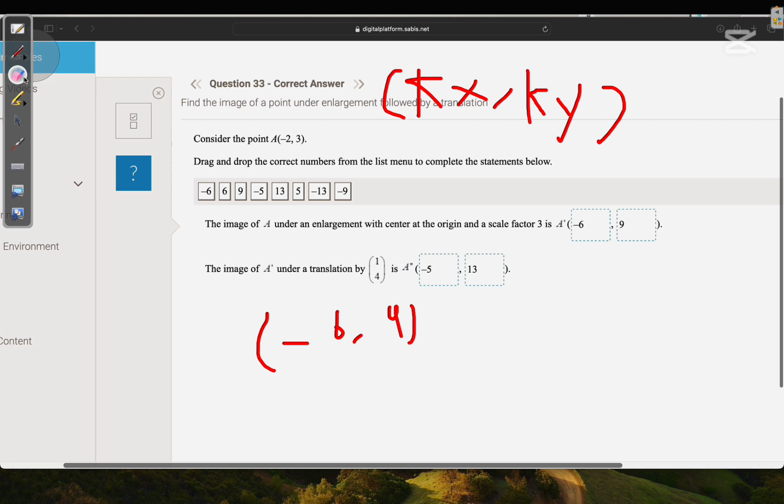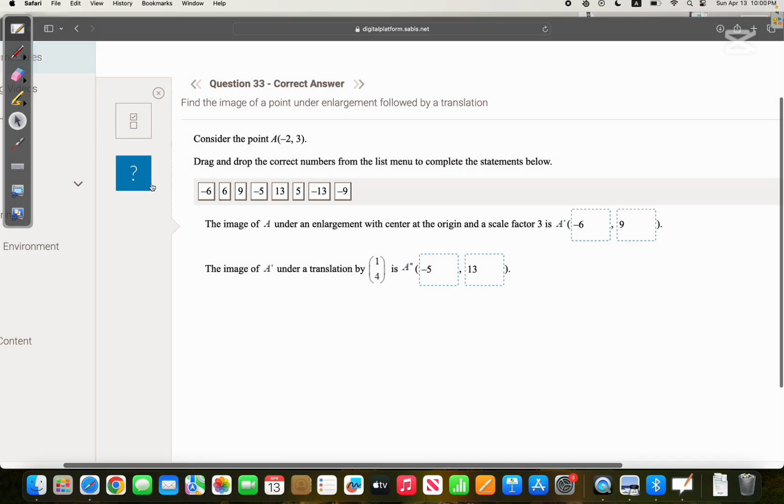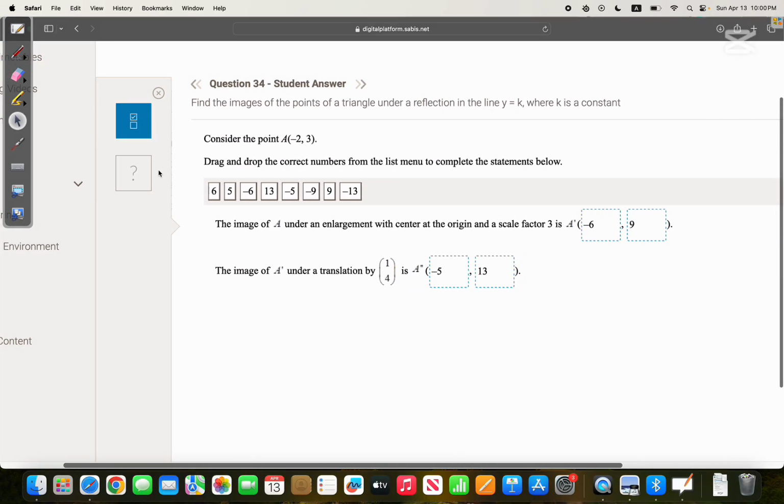So a few questions ago we did basically the same thing for part B. So the image of A under translation by 1, 4 is -6, 9. Okay, so we add 1, which will give us -5. Then we add 4 to 9, which will give us 30. We're almost done.